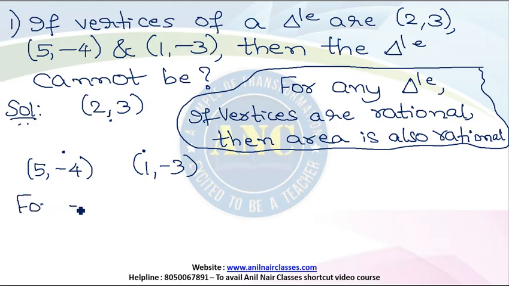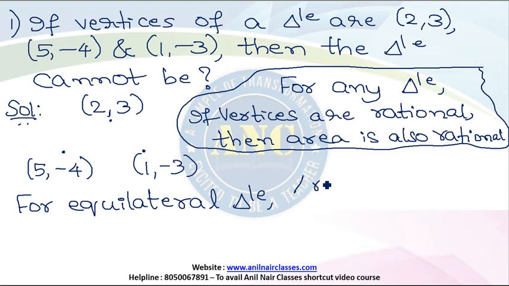For an equilateral triangle, let me take an equilateral triangle for example. The area is given by root 3 by 4 a square, where a is a side. All three sides are equal in an equilateral triangle anyway, right? Area is given by root 3 by 4 a square.